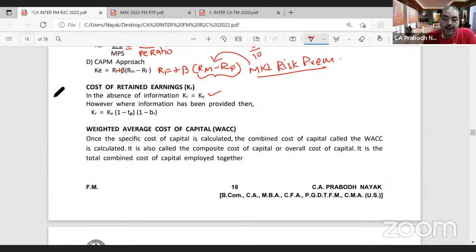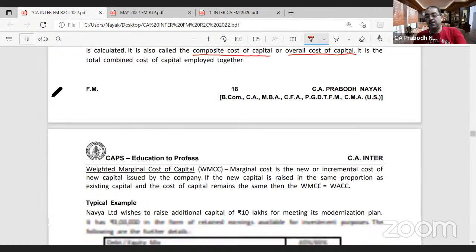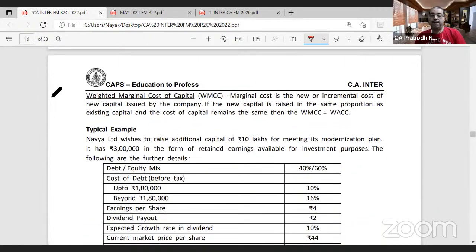Weighted average cost of capital, WACC. Once the specific cost of capital is calculated, the combined cost of capital called the WACC is calculated. It is also called the composite cost of capital or the overall cost of capital. So either we can denote it as WACC or you can denote it as KO. Weighted marginal cost of capital is the new or incremental cost of new capital issued by the company. If the new capital is raised in the same proportion as the existing capital and the cost of capital remains the same, then WACC is equal to WMCC.